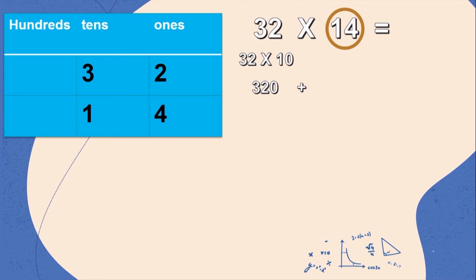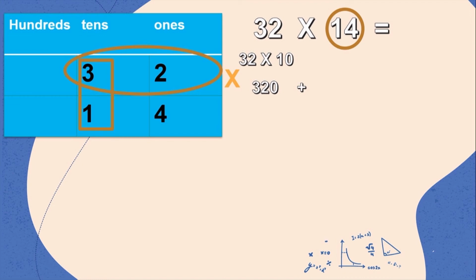Now let's look at the vertical alignment. We have our 32, and we can multiply it first by that one digit in the tens column. But answer me this, what is the value of that one? Is it 1? No, the value is 10. Now look back to where we did it horizontally. When we multiply by 10, what did we do? We just added a 0 to the 32.